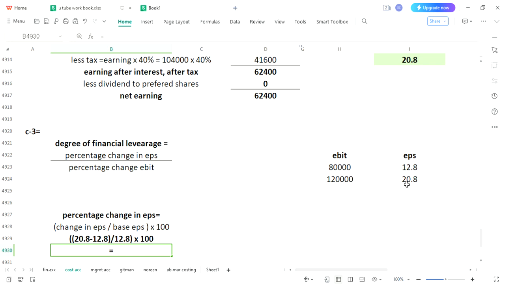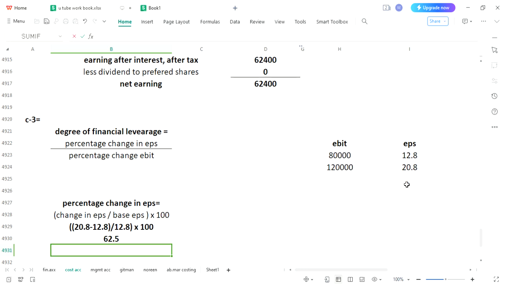Now we can simply calculate it. 20.8 minus 12.8, close your bracket, divided by base EPS 12.8, close your bracket, and multiply it by 100. You will get your percentage change in EPS, and that is 62.5. What you have done is change in EPS divided by base 12.8 multiplied by 100. Alright, and the second change is also needed: to calculate the percentage change in EBIT.